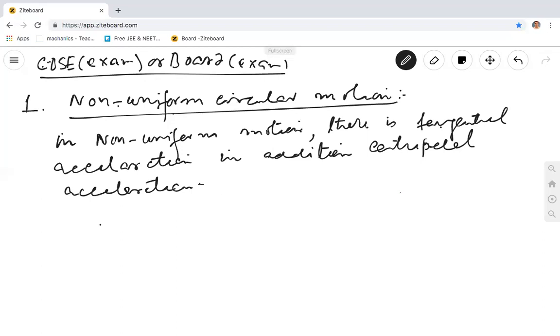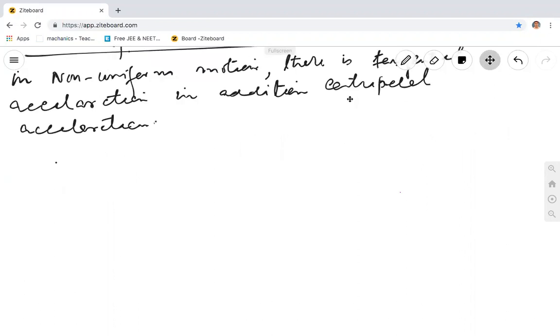Due to additional tangential acceleration, there are so many things which happen, but those things follow from the tangential acceleration. The only important thing is that in non-uniform circular motion, there is tangential acceleration. So what happens due to this tangential acceleration? Please listen carefully so that we do it in a very simple way.